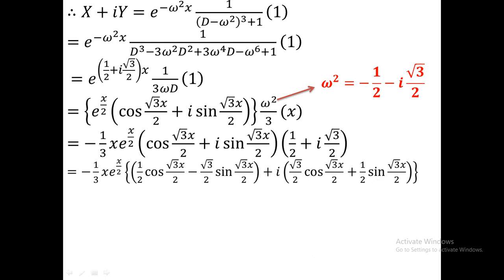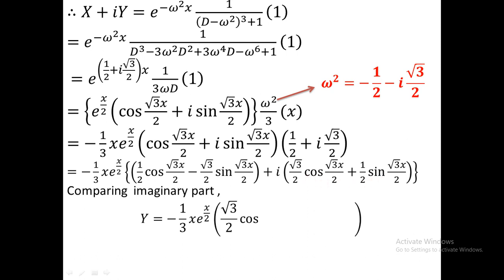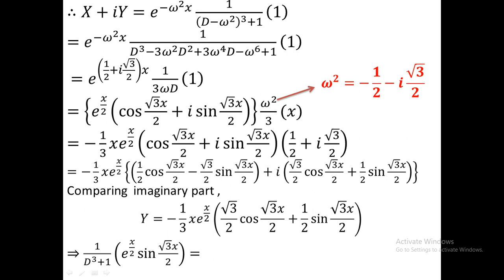Our target was to find capital Y, that is the imaginary part. You see that capital Y is the imaginary part, so we have to take the imaginary part. Comparing the imaginary part, we get y equal to 1/3 x e to the power x by 2 into the factor in the first bracket, that is 1/3 x e to the power x by 2 root 3 by 2 cos root 3x by 2 half sin root 3x by 2. Again 1 by d cube plus i of e to the power x by 2, that sin of root 3x by 2.